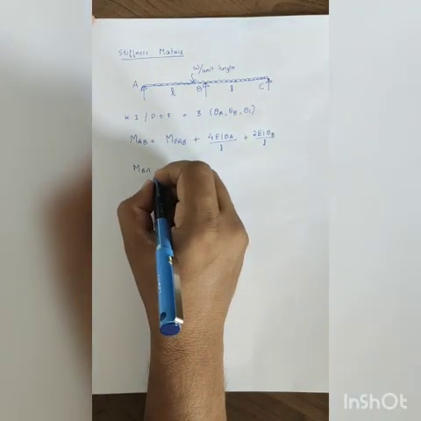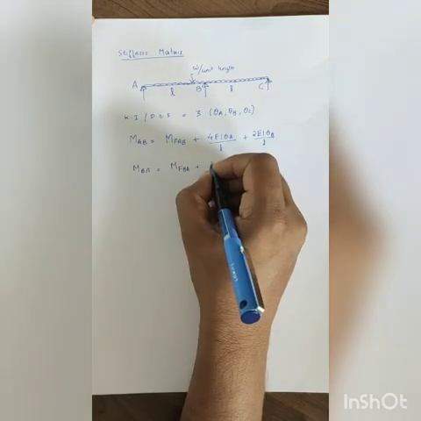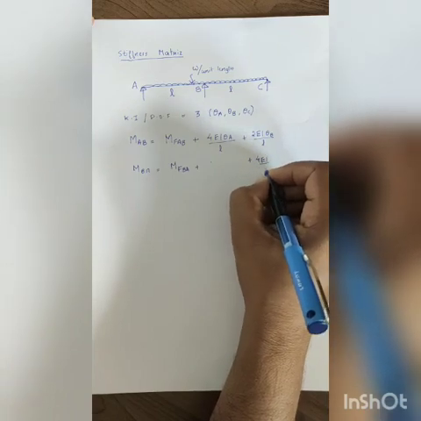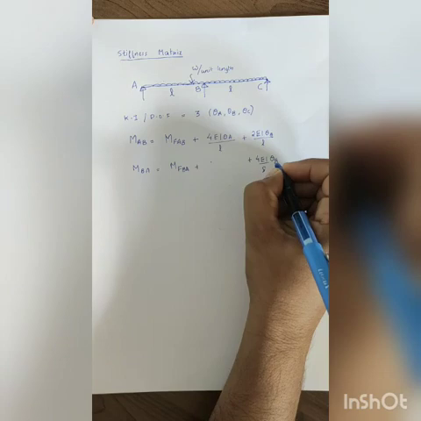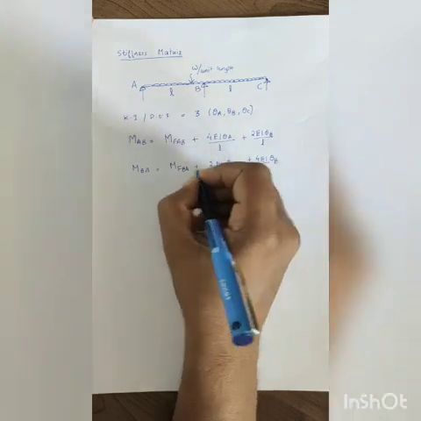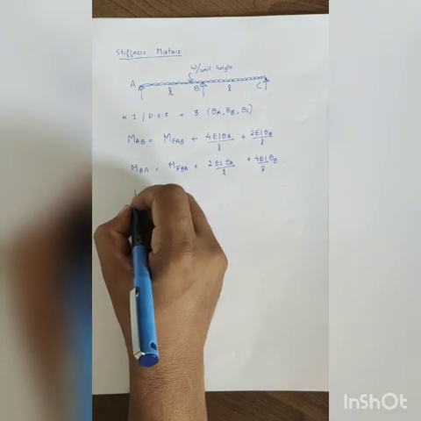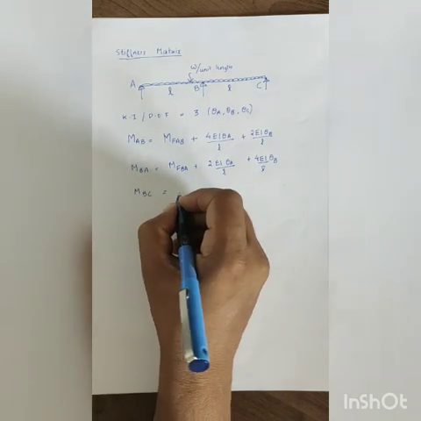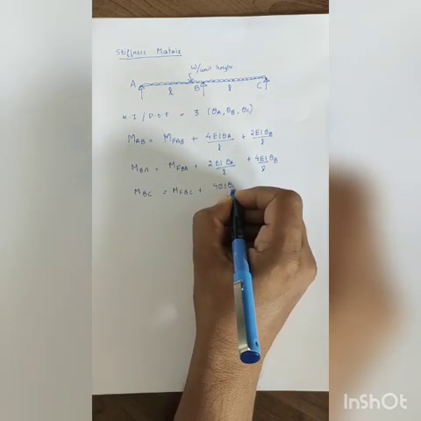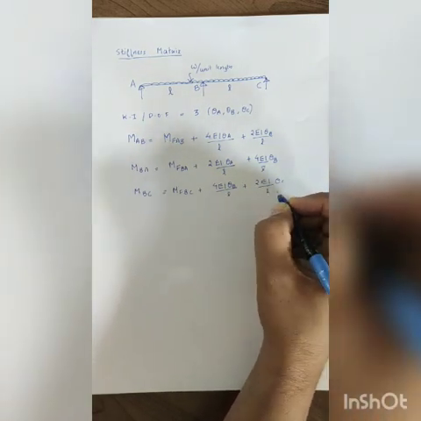Now MBA is equal to MFBA plus 4EI by L into theta B, and then 2EI theta A by L. Because it is MBA, there will be 4EI theta B. And now MBC is equal to MFBC plus 4EI theta B by L plus 2EI theta C by L.